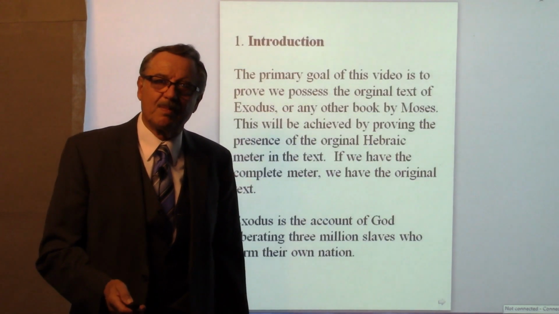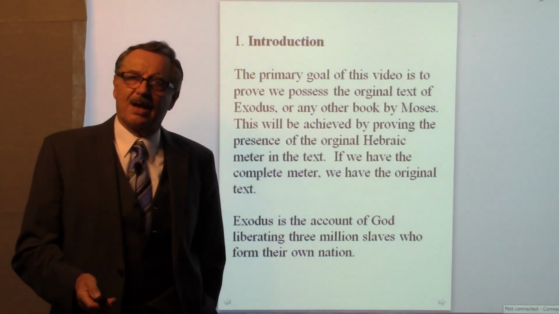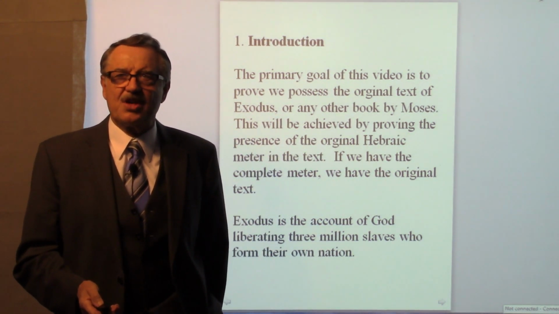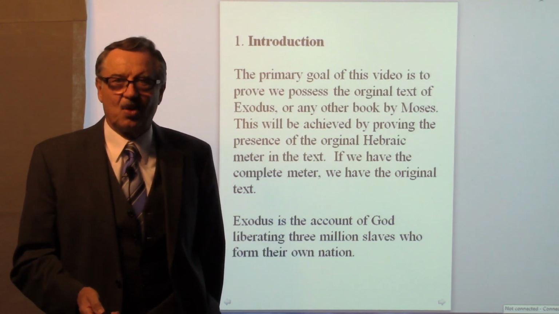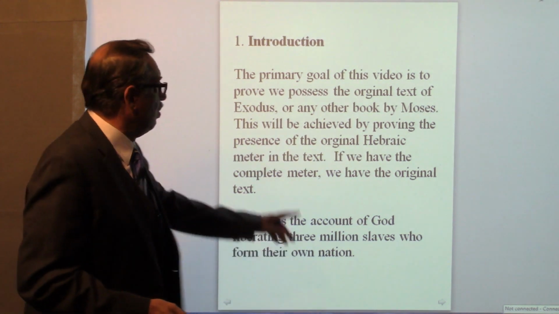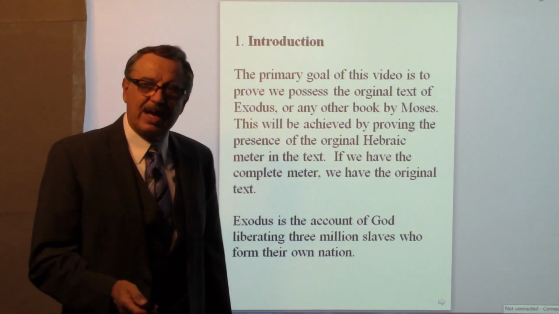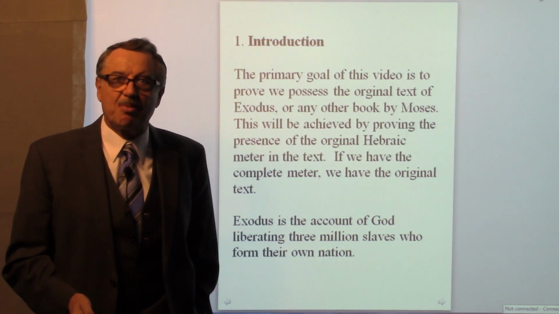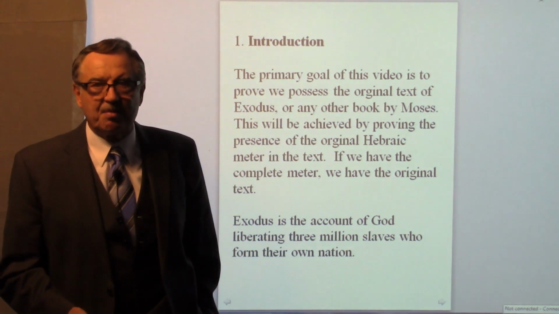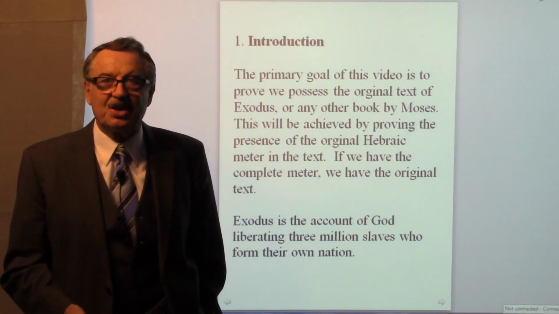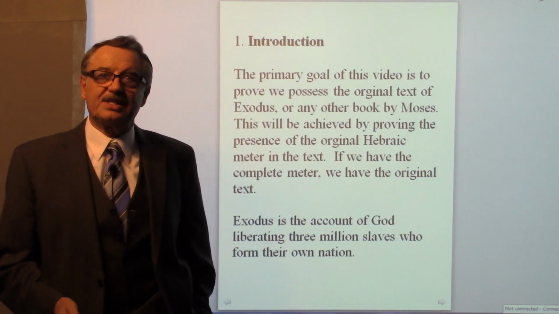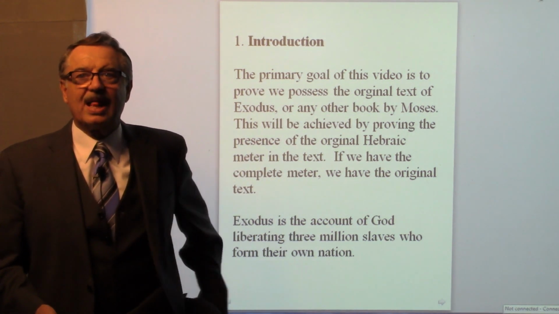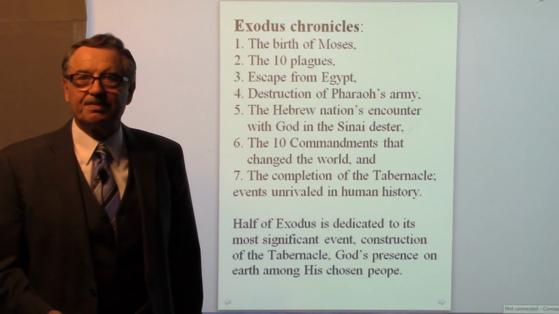The introduction now for this video: the primary goal is to prove that we possess the original text of Exodus or any other book by Moses. This will be achieved by proving that we possess the original and complete Hebraic meter in the text. If we have the complete meter, then we must have the original text. Exodus is the account of God liberating 3 million slaves who then formed their own nation.